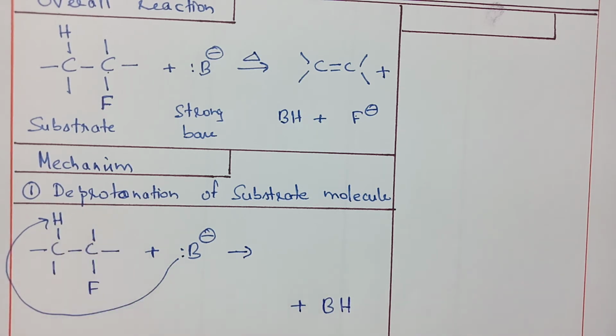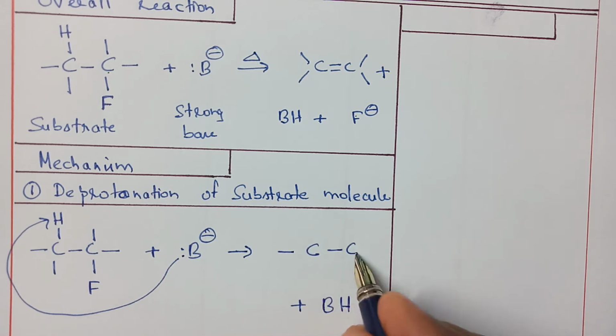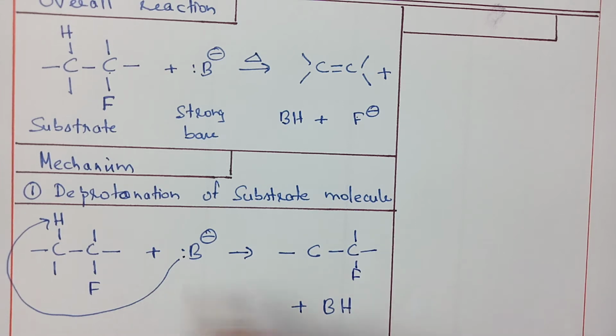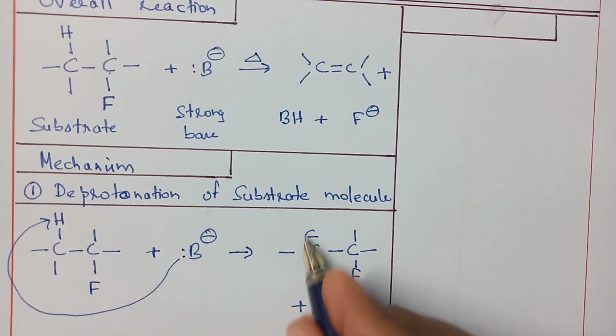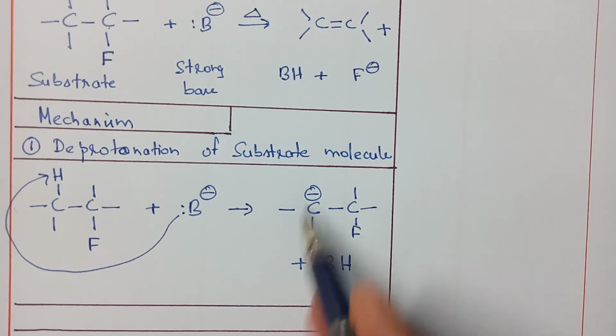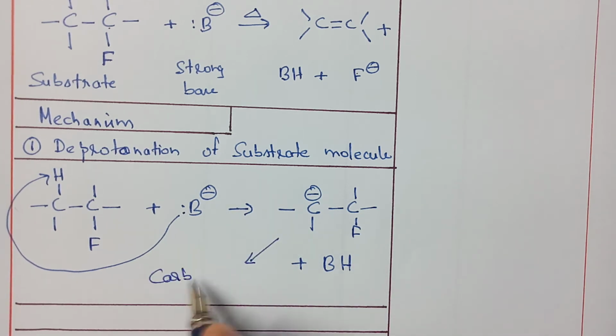Because hydrogen is removed, this carbon will get a negative charge. Therefore C single bond C, fluorine is there and this carbon is going to get a negative charge because hydrogen is removed in the form of H plus. Deprotonation has taken place and here we got this ion. In this ion there is a negative charge on the carbon. Therefore we will call it a carbanion.